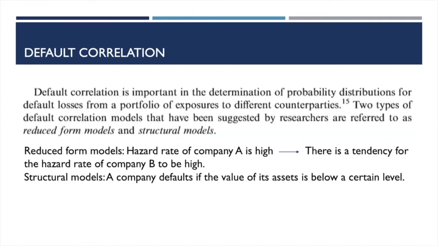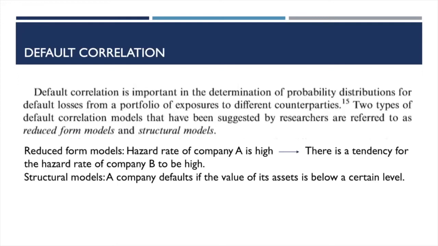Okay, so right now we're going to talk about default correlation. The term default correlation is used to describe the tendency for two companies to default at about the same time. There are a number of reasons why default correlation exists. Companies in the same industry or the same geographic region tend to be affected similarly by external events, and as a result may experience financial difficulties at the same time.